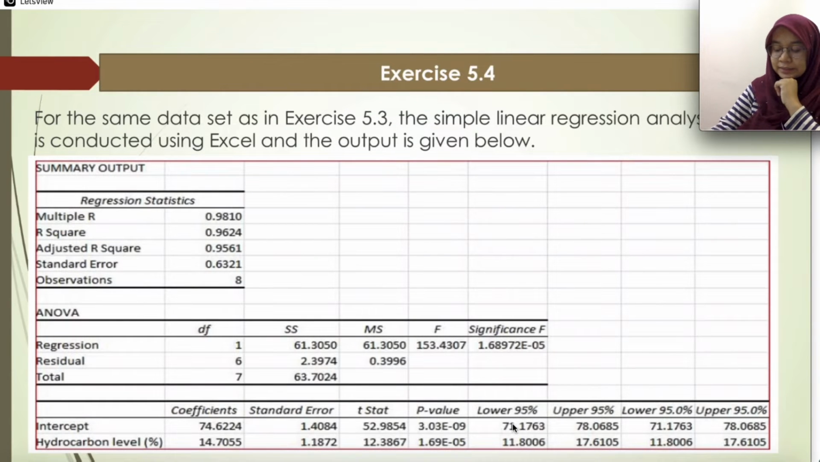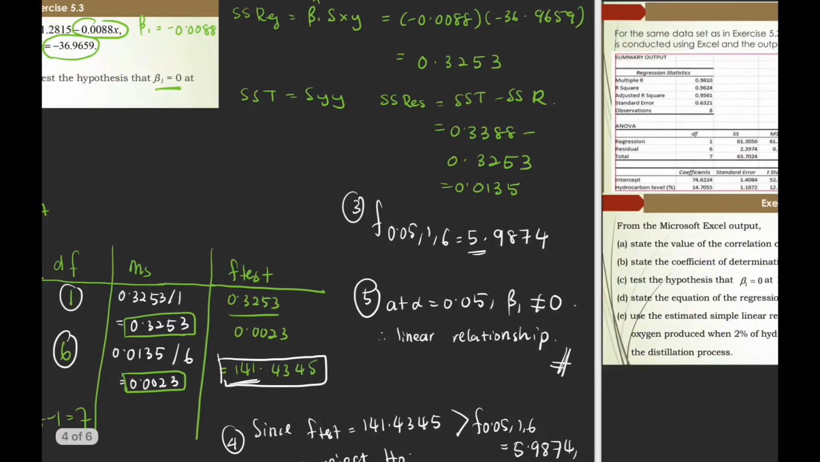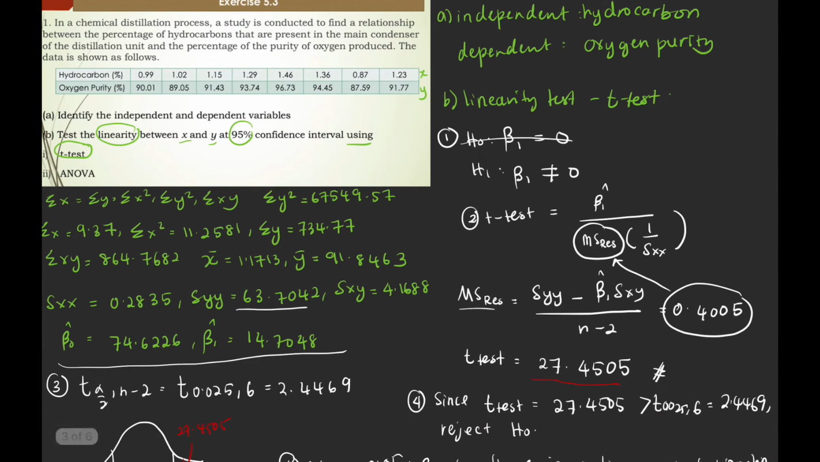So, let's do the exercise. Exercise 5.4 is about regression using Excel. It is the same data as in exercise 5.3, about the hydrocarbon and oxygen purity. The simple linear regression analysis is conducted using Excel and the output is given as below. You have the summary output here. The question is: from the Excel output, state the value of the correlation coefficient and give comment.